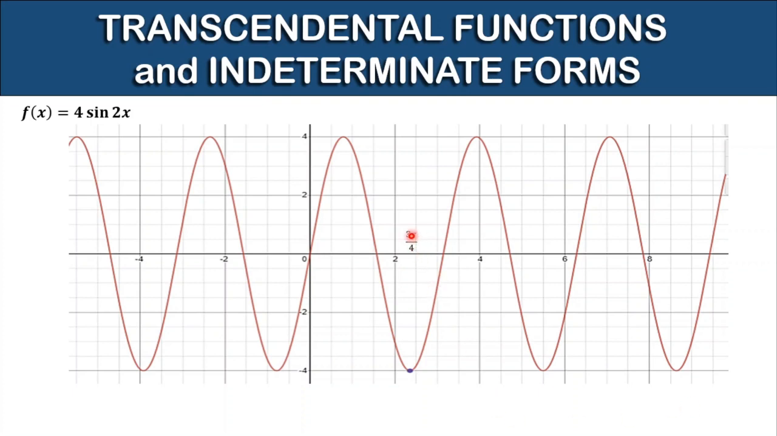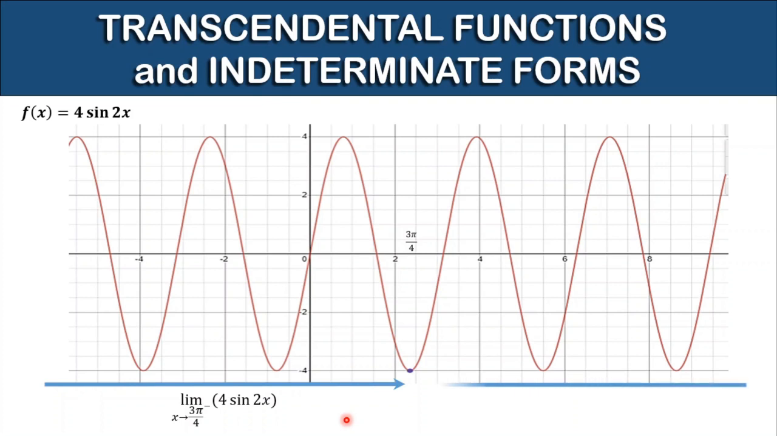And here is our 3 pi over 4. From the left side, here it is. The limit of 4 sine 2x as x approaches 3 pi over 4 from the left. And from the right, here, the limit of 4 sine 2x as x approaches 3 pi over 4 from the right. Now, let's have more examples of transcendental functions.